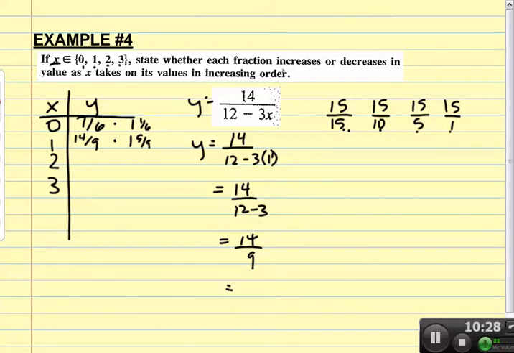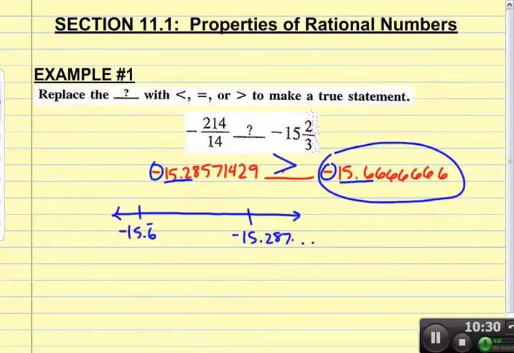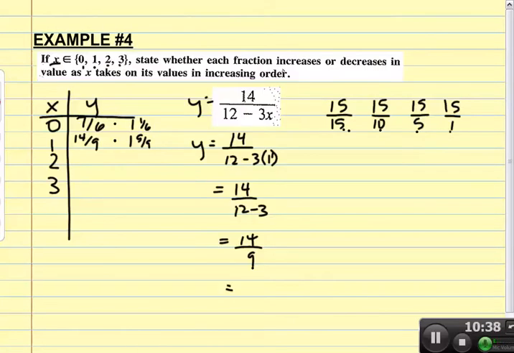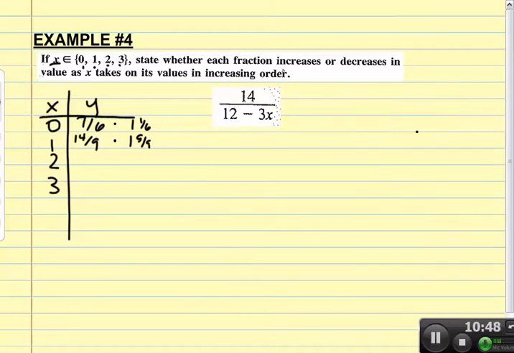Remember what we're talking about here. Title of this section is Properties of Rational, we could say fractional numbers. Properties of fractional numbers. Here's a property. As the denominator gets smaller, the fraction's value gets bigger, okay? Let's keep going because we're just going to prove it, okay?